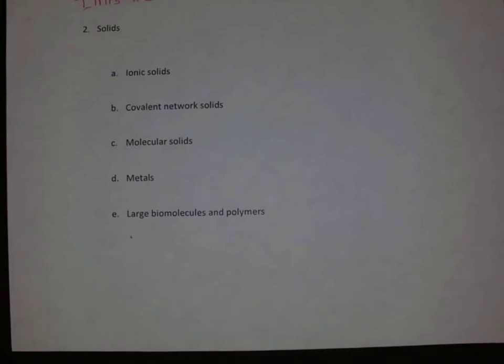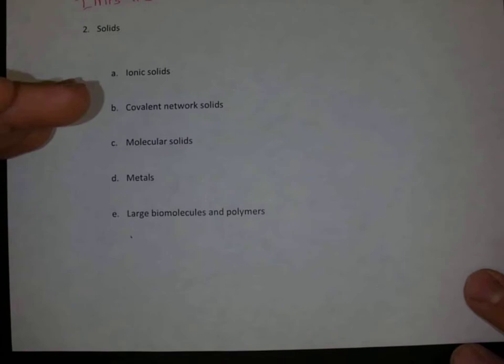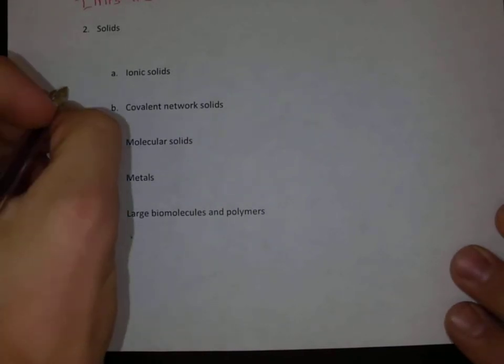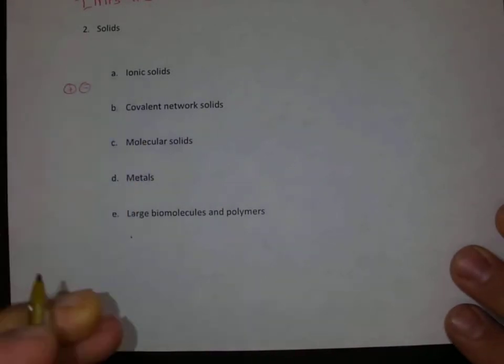All right, so now that we've talked about our IMFs, what we want to start to do is understand how our intermolecular forces can result in essentially different types of solids and different properties, okay? So our types of solids, first of all, let's talk about our ionic solids. Ionic solids, of course, have positive and negative interactions.